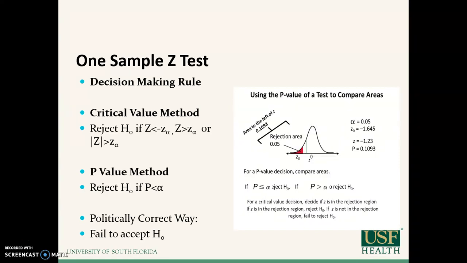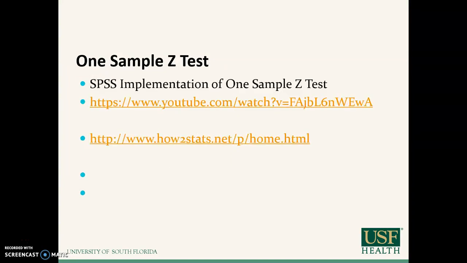Here, saying reject H0 is not an absolutely correct way to say it. A more politically correct way is to say fail to accept H0, because some people may make a big argument if you say reject H0. Rejecting H0 doesn't make H0 false. Remember type 1 and type 2 errors. I'll provide the links. Please review these videos for the SPSS implementation of the one sample z-test.